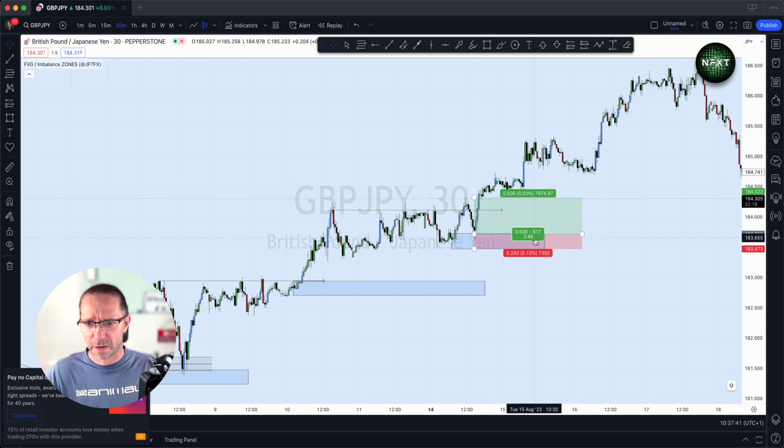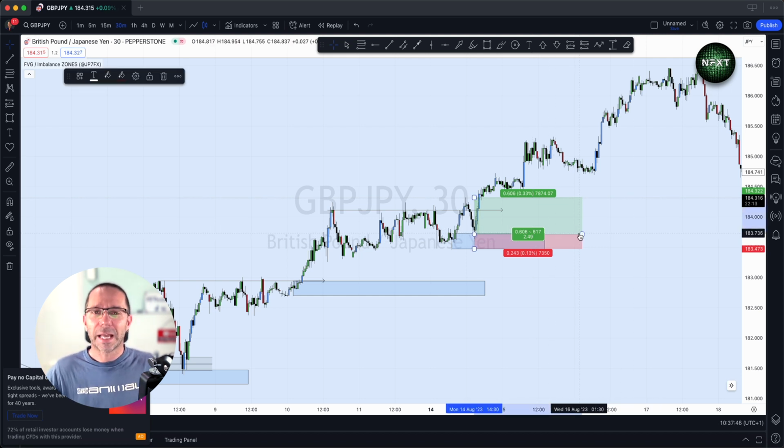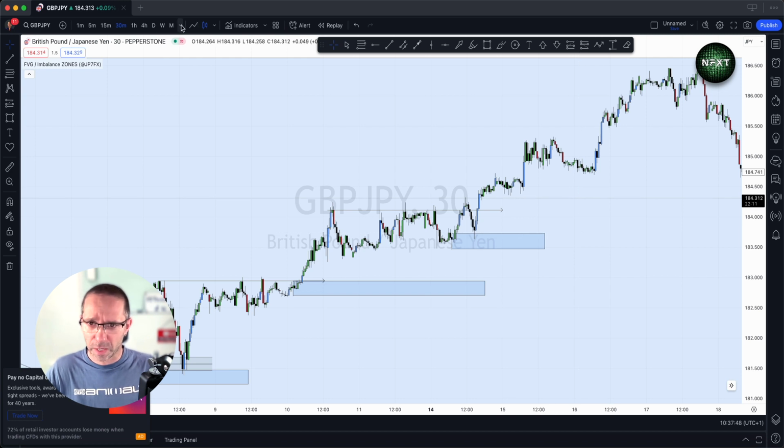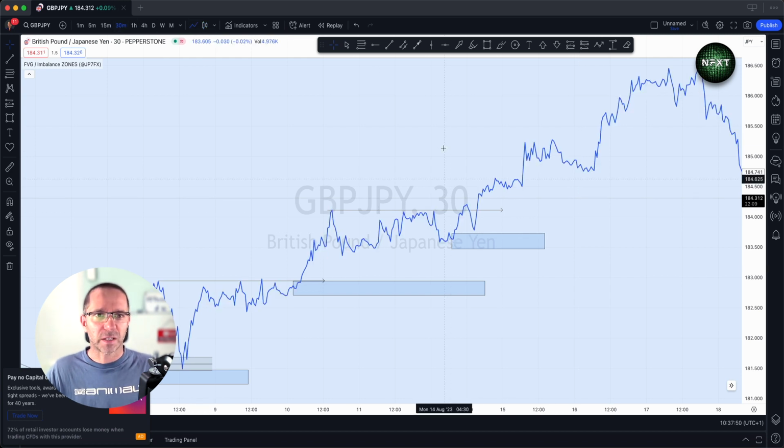Now this isn't a great risk to reward, but still over a 2-to-1 risk to reward. That trade's worked in your favor. So we carry on with this type of strategy. Remember, we look at the line chart, look for the breakout.